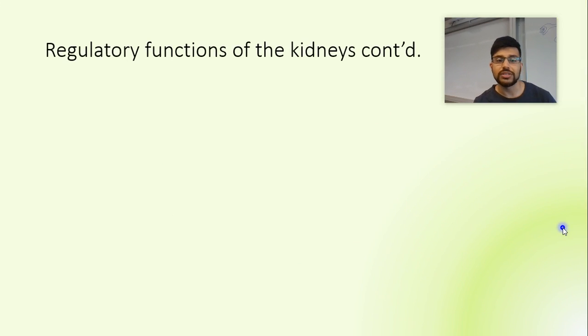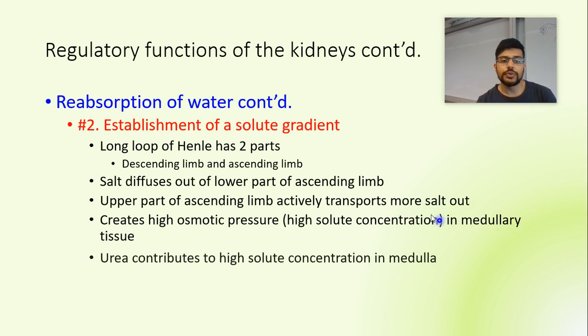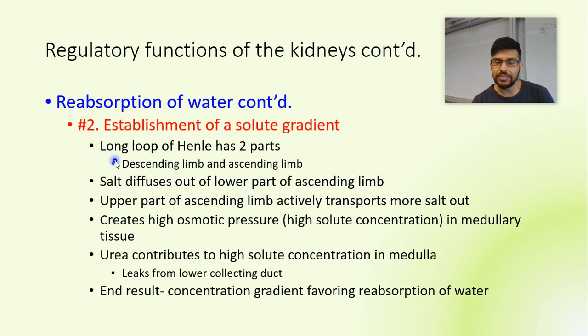They pee out extra salts. When we talk about the solute gradient, we're talking about the loop of Henle. This has two different parts, the descending and the ascending limb. Salt is going to diffuse out of the lower part of the ascending limb. So at the very bottom of the dip, you're going to lose that salt, which means once you're at the upper part, you're going to have to go through active transport to get that salt out.